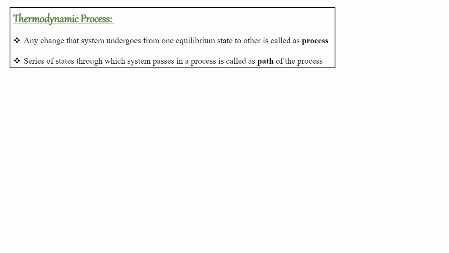So the system needs to be brought to thermodynamic equilibrium for the understanding, and thermodynamic equilibrium will be achieved when we have mechanical equilibrium, thermal equilibrium, and chemical equilibrium. Then the next part to discuss is the thermodynamic process. Any change that a system undergoes from one equilibrium state to another equilibrium state is a process.